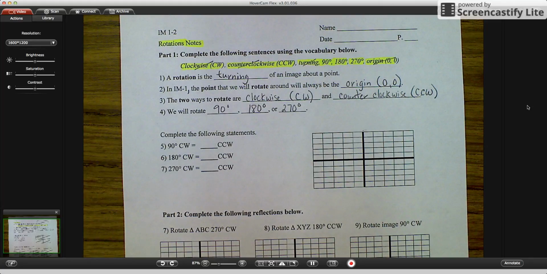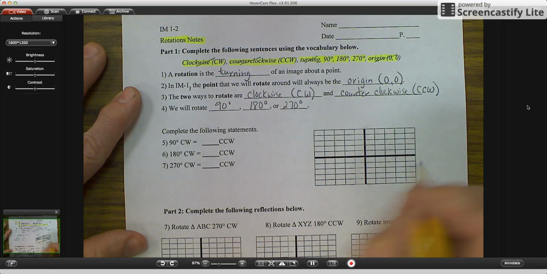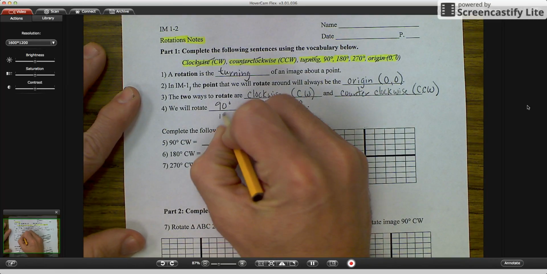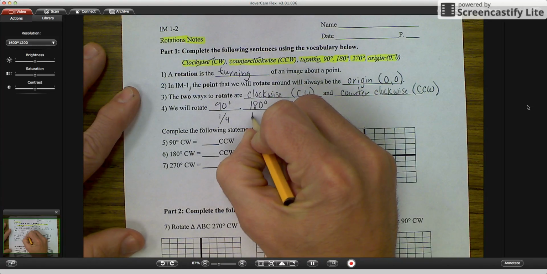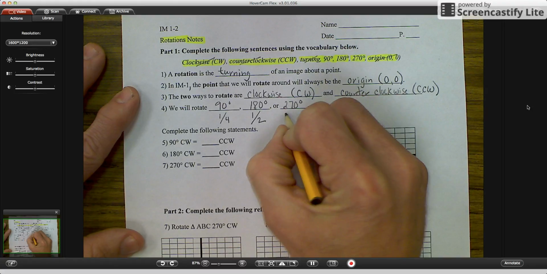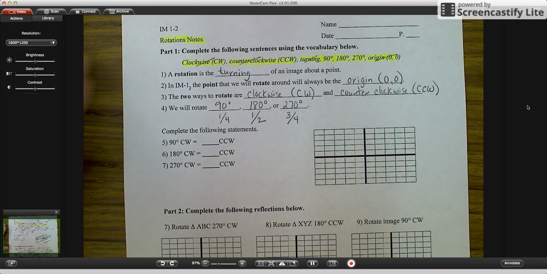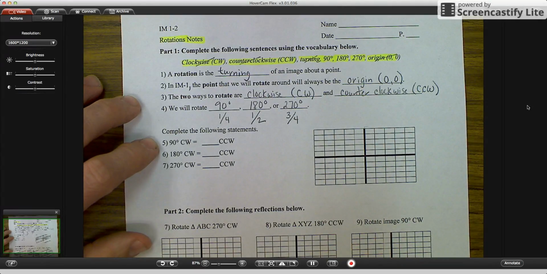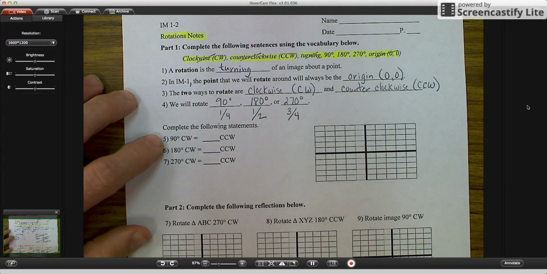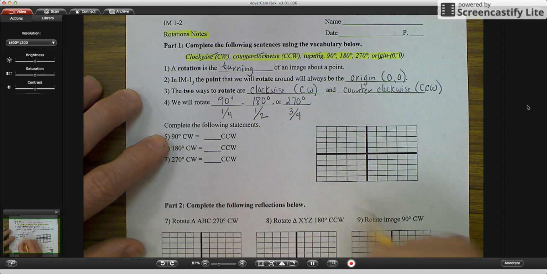Okay? Now, 90 degrees, we will need to know 90 degrees is 1/4 of a turn. We also need to know that 180 degrees is a half a turn, and then 270 degrees is 3/4 of a turn. Okay, so we want to know those. And then the last part that we're going to talk about today is this. 90 degrees clockwise is equal to how many degrees counterclockwise?